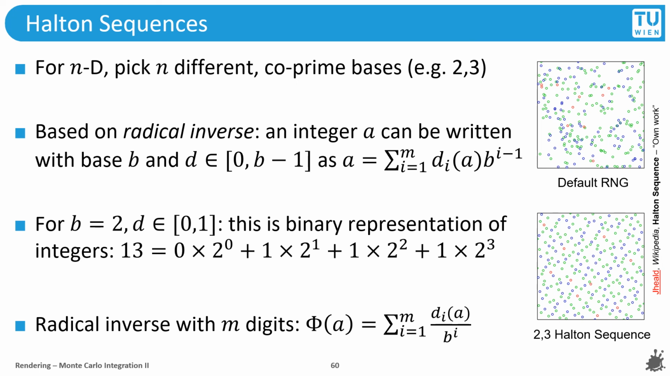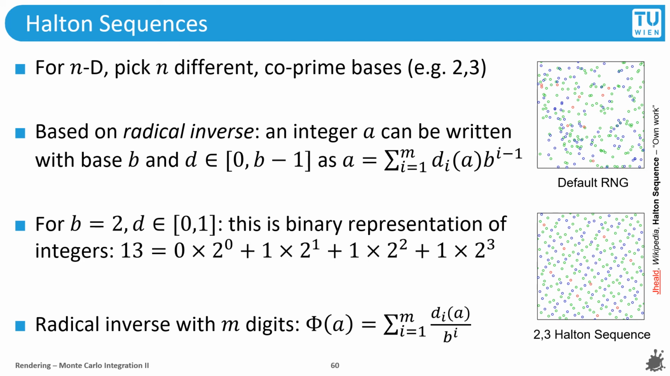The Halton sequence is a generalization of the van der Corput sequence, which is a 1D sequence that will always generate the next number between 0 and 1 that is furthest away from all previously drawn numbers, and it does so deterministically. It is based on the idea of the radical inverse. We can represent every integer with respect to a certain base with a series of digits that can take on values from 0 to the base minus 1.